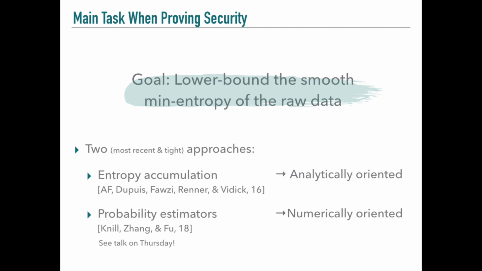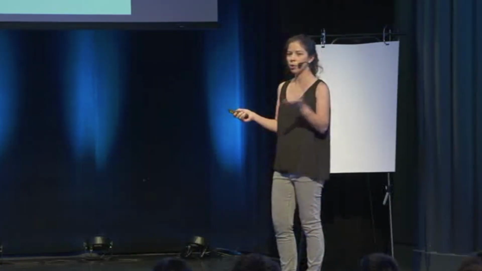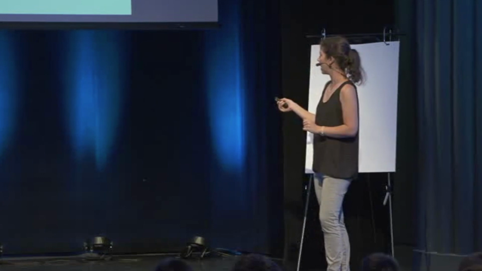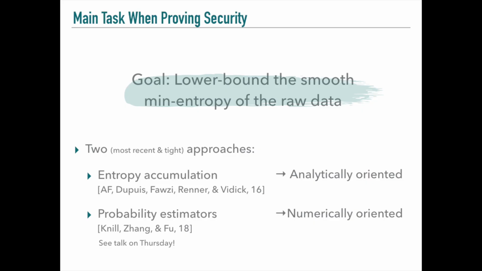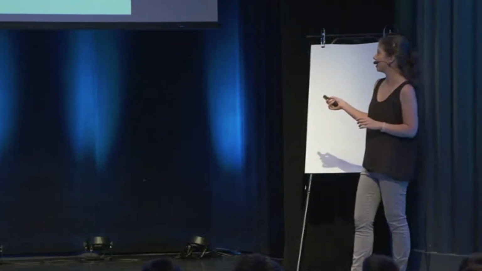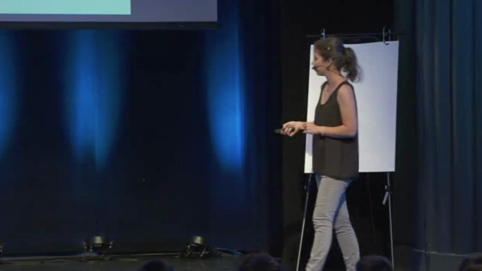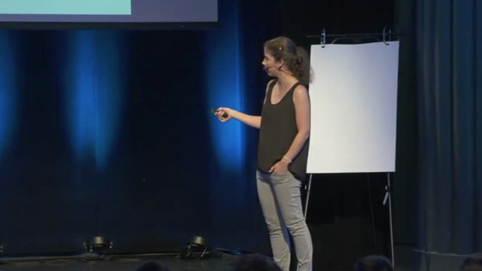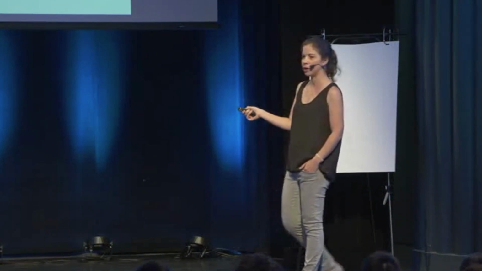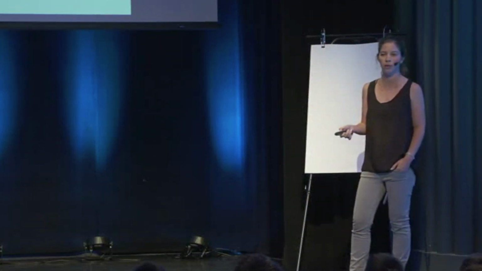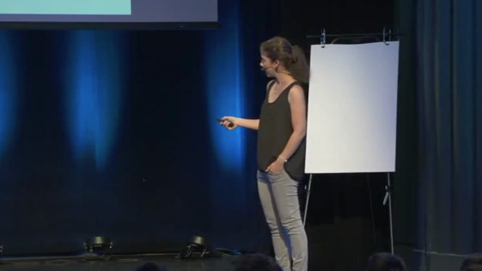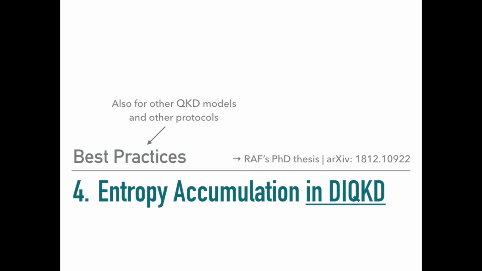So there are different techniques on how to do it. The two most recent and tight approaches are the one based on entropy accumulation, and the other one that I mentioned about probability estimators. I think morally, from my understanding, they're more or less the same, but I would say that maybe the important thing is that this one is more analytically oriented, and this is more numerically oriented. So it depends on your preference. If you are more of an analytical person, then maybe look at this first, and if you prefer the numerics, then maybe that would be a good starting point. Okay, and I will focus on this technique, but Jan Bouw will give a talk on Thursday about this approach and an experiment that uses this. Okay, so stay tuned. I will talk about entropy accumulation in the context of device-independent QKD.